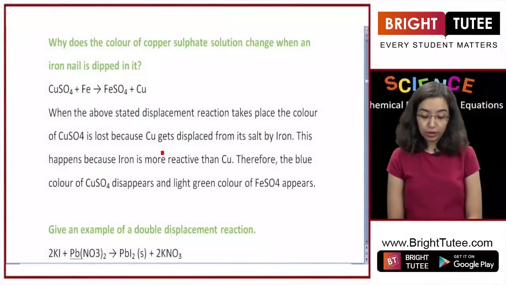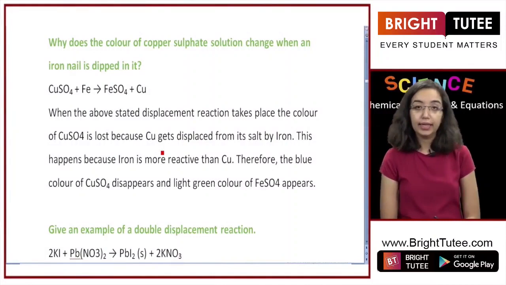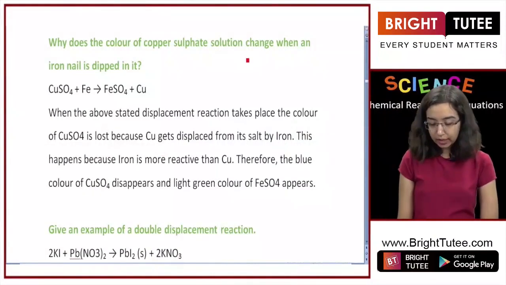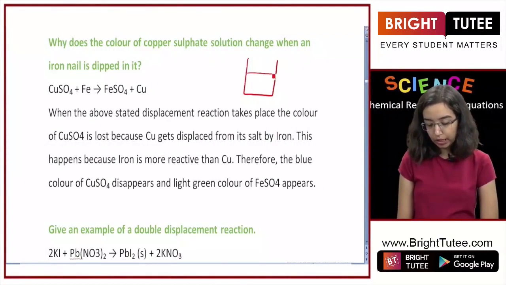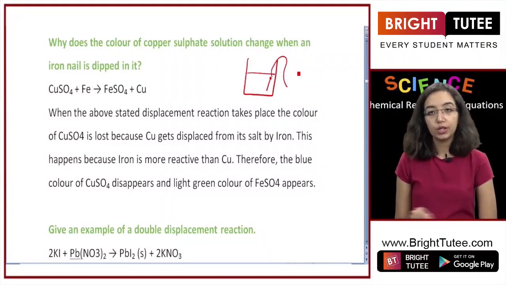Moving on to the next question. Why does the color of copper sulfate solution change when an iron nail is dipped in it? So we did this activity where we had a beaker with copper sulfate solution in it and dipped an iron nail in it. We saw that the blue color of copper sulfate slowly fades away and there's a light green color of iron sulfate. Why does this happen?